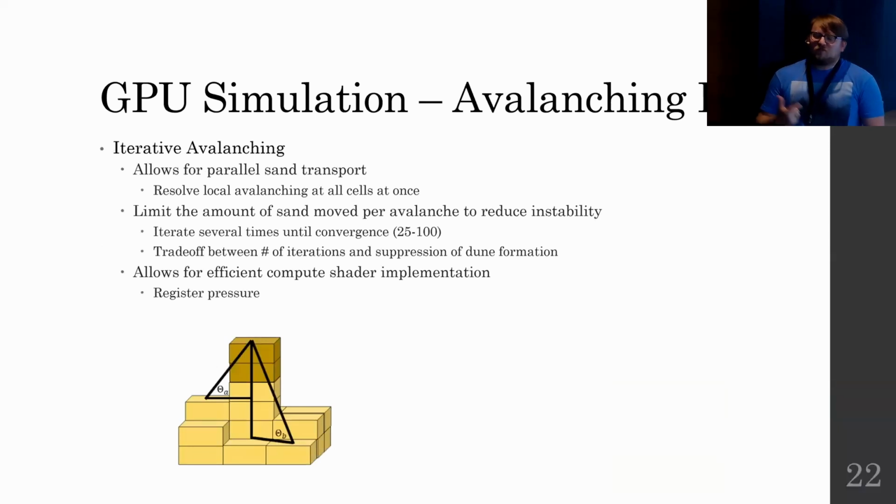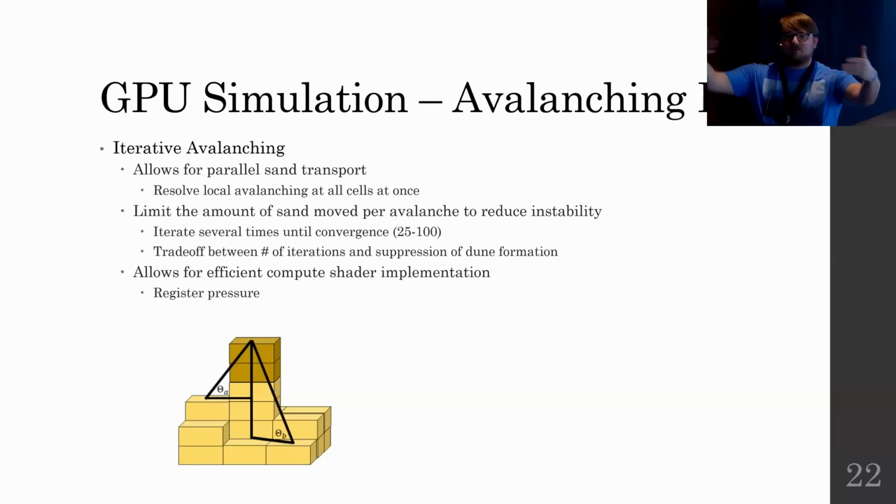Avalanching did require some rethinking. Previously, the ground truth method resolved a single block at a time. So you would have, for instance, this block of sand move toward a neighboring cell, and that could trigger moving to its neighbor, and so on, and you'd resolve all those in a predictable manner. However, that is very bad for the GPU. There was no way we were going to implement that.